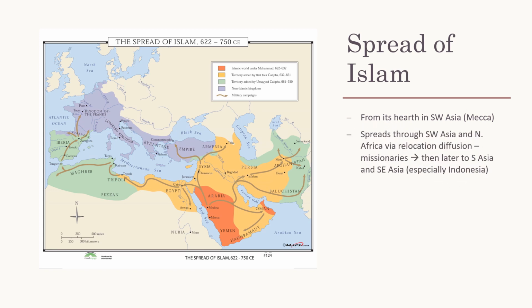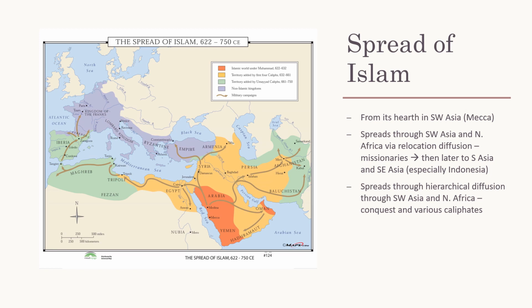The spread of Islam: the hearth is in Southwest Asia, in Mecca, right? So in modern day Saudi Arabia. It does spread through Southwest Asia and North Africa and South Asia and Southeast Asia through missionaries and also through conquest. So when we look at hierarchical diffusion, there are various caliphates, right? Caliph being the name of king or emperor, so caliphate being kingdom or empire. And so various caliphates would spread and would conquer portions of North Africa, Southwest Asia, and even into Central Asia.